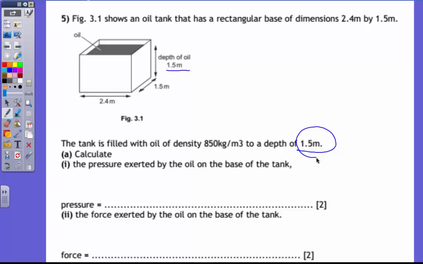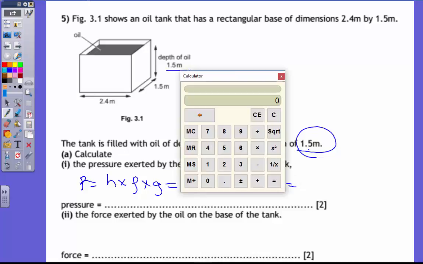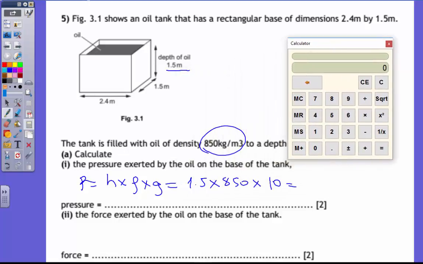In this question, we already know the density and the height, so pressure is equal to height times density times gravity. The height is 1.5 meters, times 850, times 10. So the answer is 850 times 1.5 times 10, which is equal to 12750 Pascal.